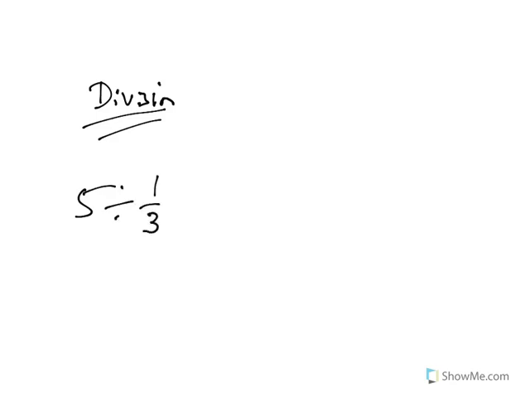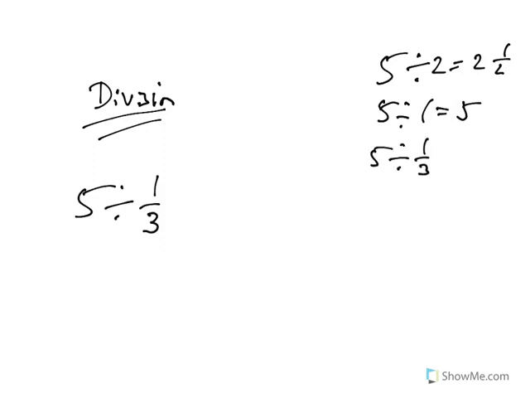Okay, going to finish out this video with division of fractions. So let's say I want to do 5 divided by 1/3. 5 divided by 2 is 2.5, which is less than 5. And 5 divided by 1 is 5, which is equal to 5. Well, 5 divided by 1/3 is actually going to be something bigger than 5, which is kind of confusing.